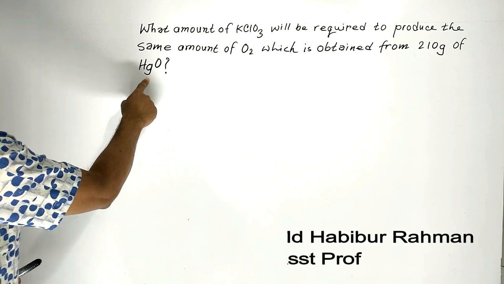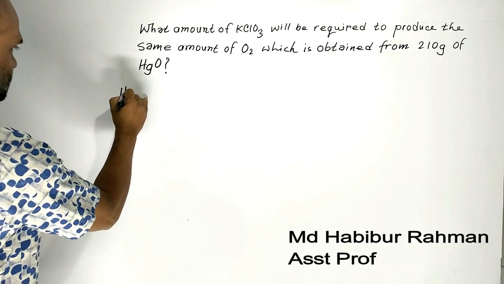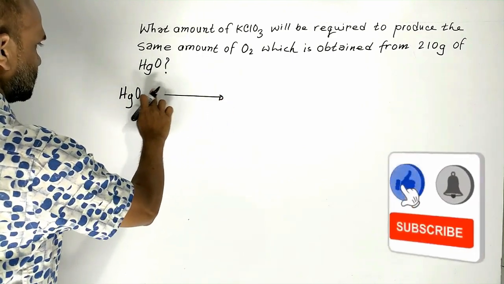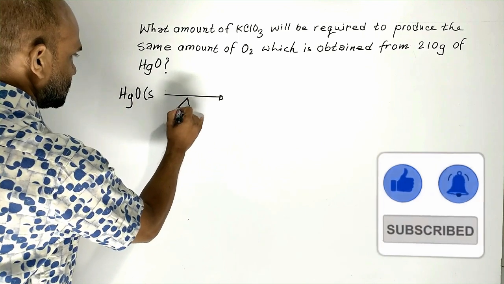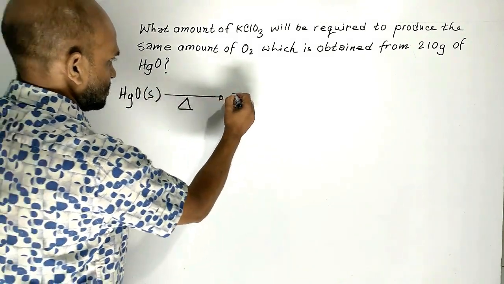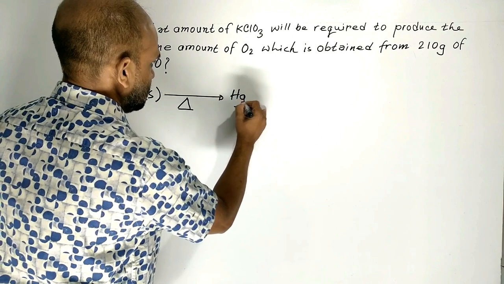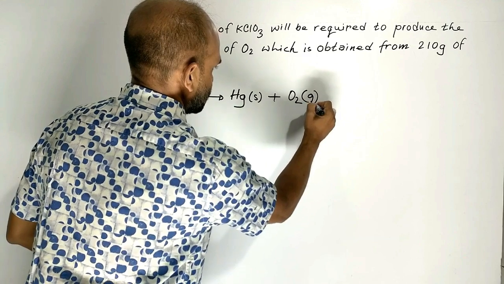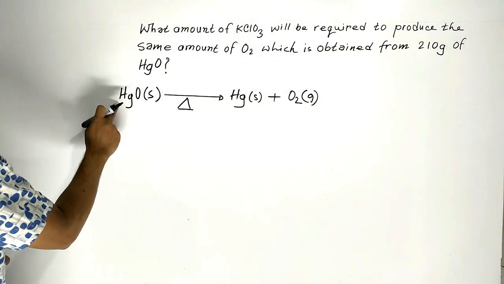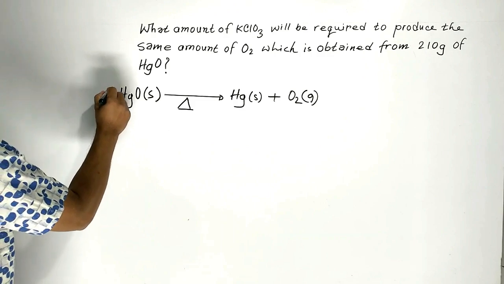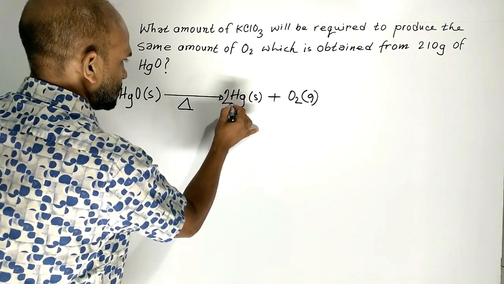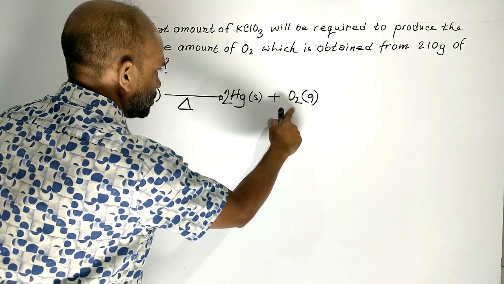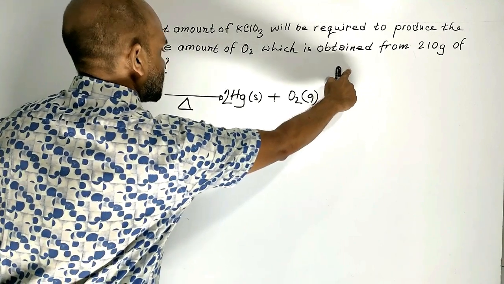Mercuric oxide produces oxygen in this way. When mercuric oxide is heated, then mercury and oxygen gas are formed. We need a balanced equation. Oxygen 2, oxygen 2. Here too, our target is what amount of oxygen will be produced from 210 gram of mercuric oxide.